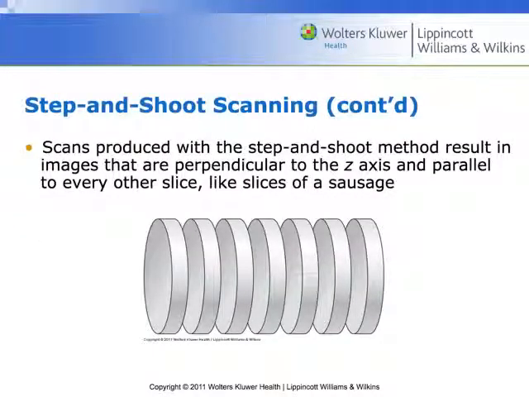So from the axial or step and shoot scanning method, we're going to get this, looks like pepperoni slices, right? Like slices down the length of a sausage or something. Versus helical, I think about, looks like a honey baked ham, right? Where it's been spiral sliced, right?